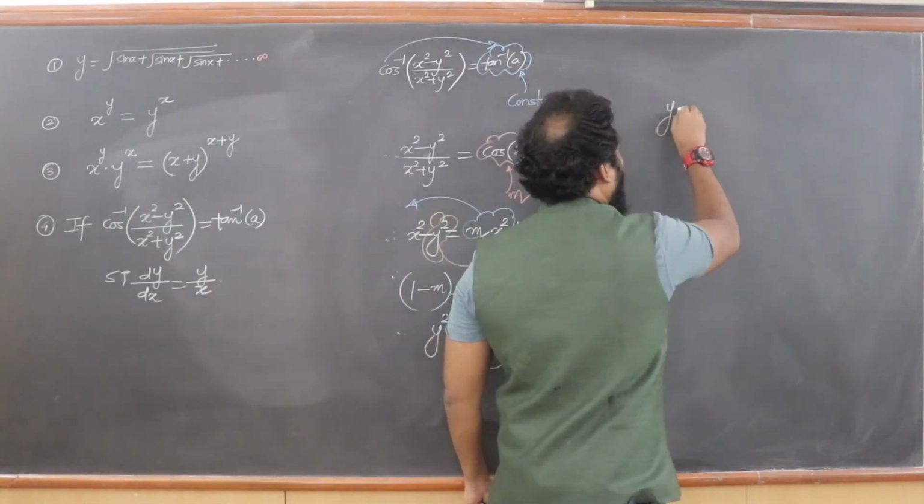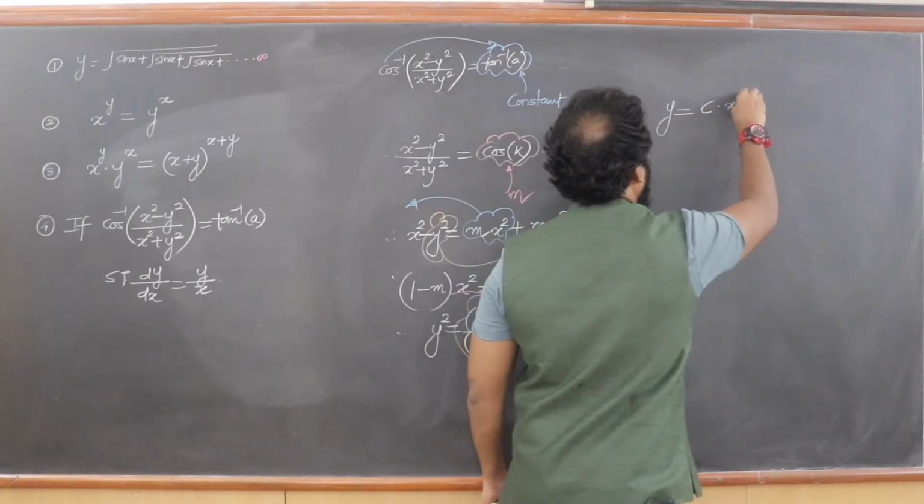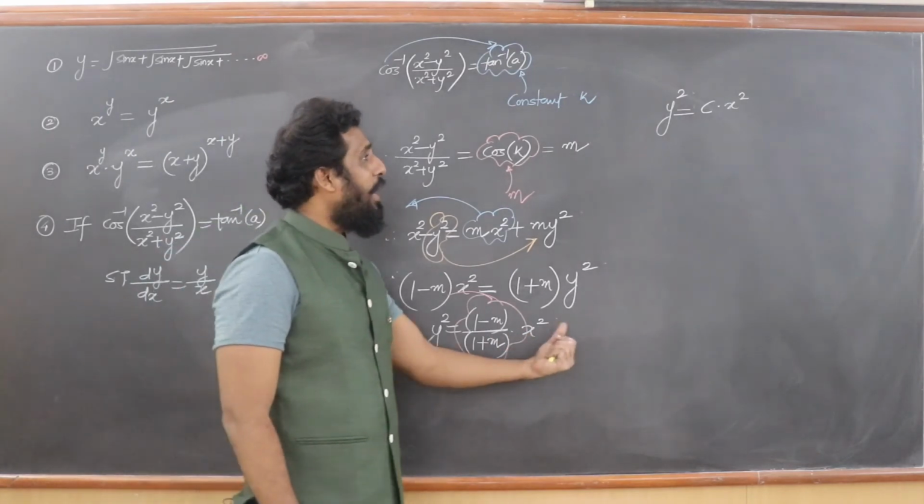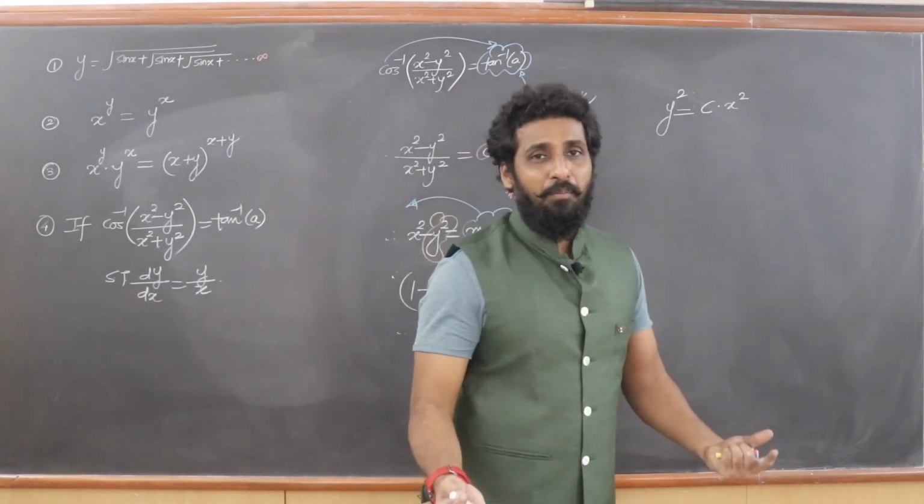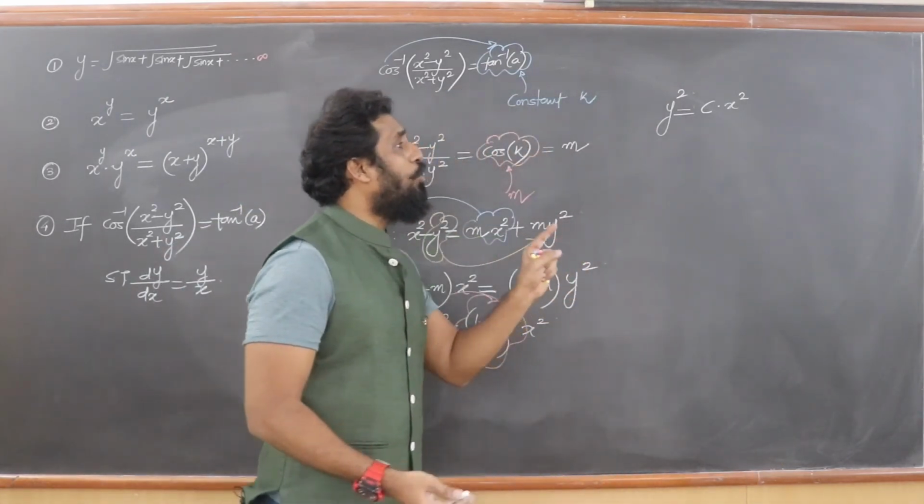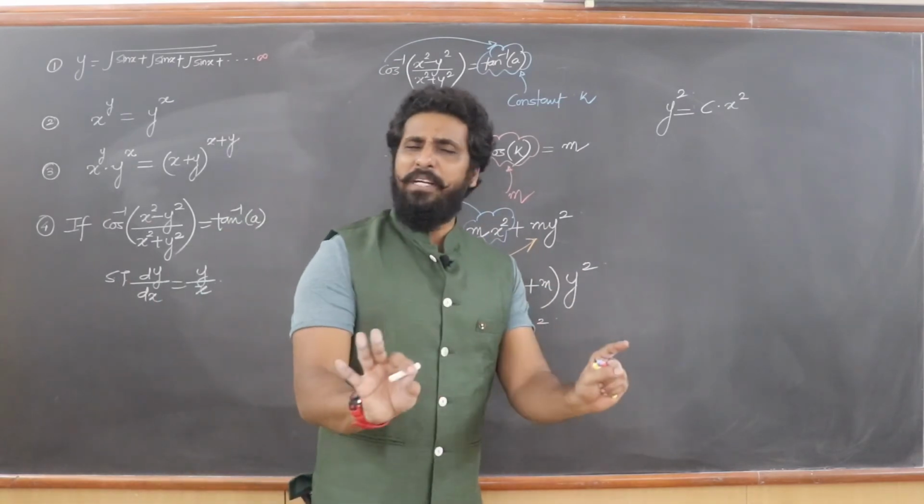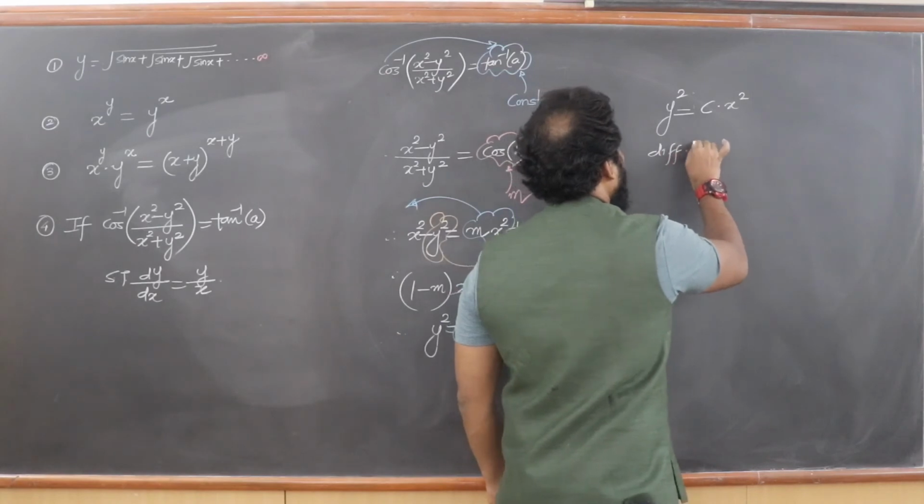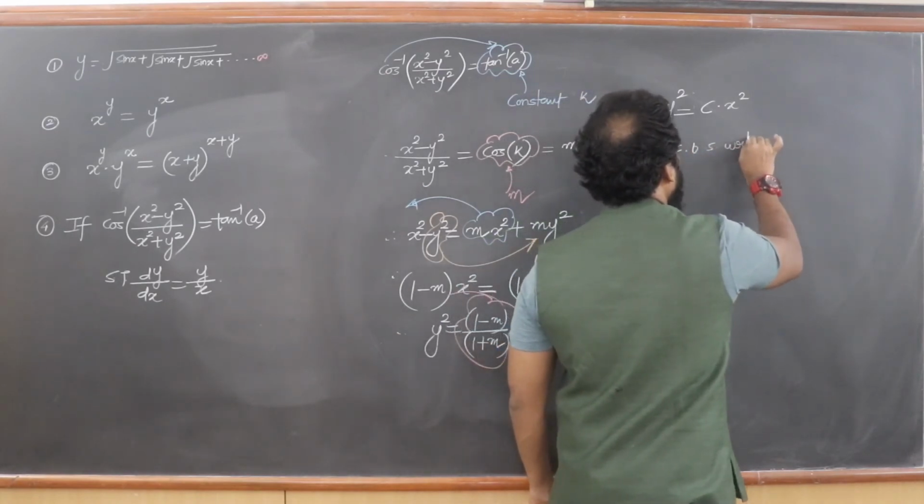So y square is equal to some constant c into x square. See, very simple it is, isn't it? Y square is equal to c into x square. Now you simply differentiate both sides with respect to x. Let's differentiate both sides with respect to x.